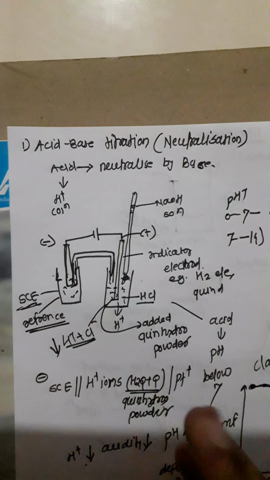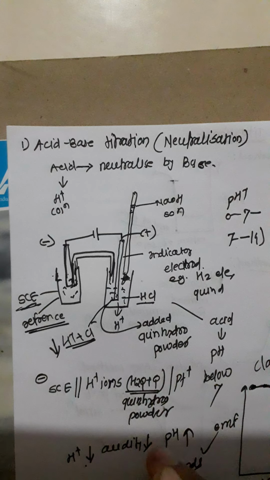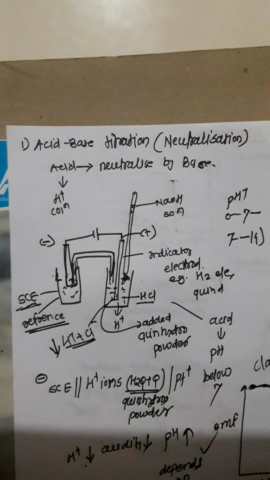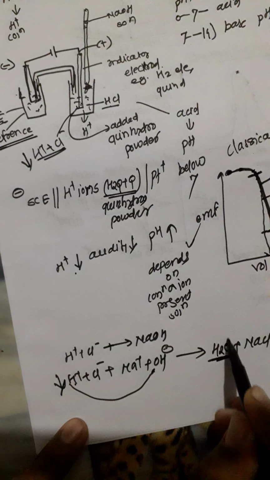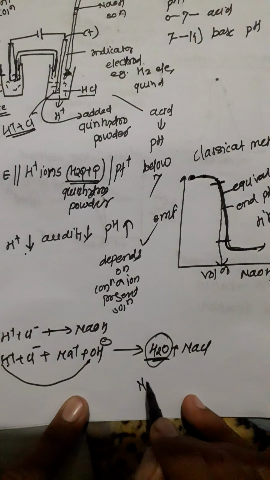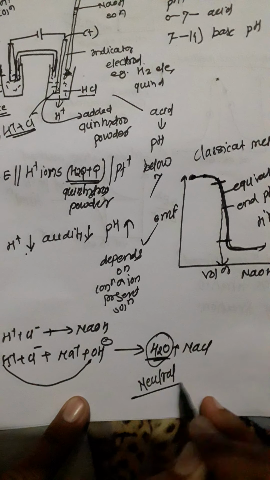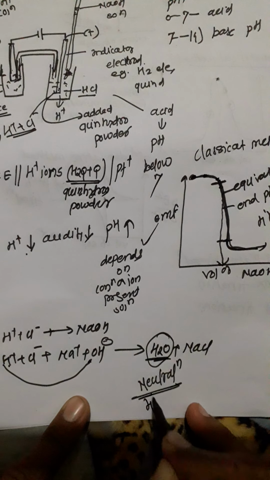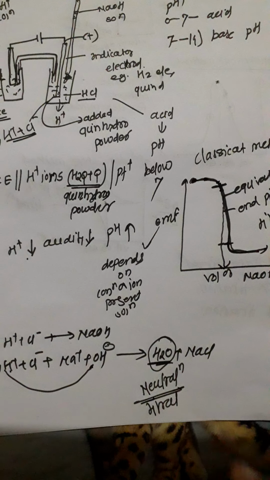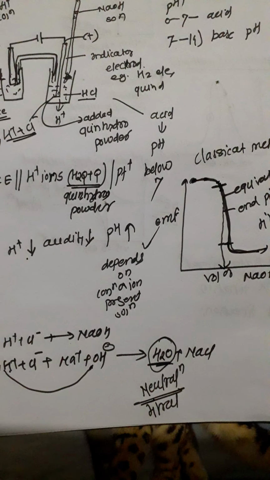Why is it called neutralization titration? Because in any titration that forms H2O molecules, that titration is called neutralization titration. Any titration that forms the H2O molecule is called neutralization titration or acid base titration. This is the acid base titration.